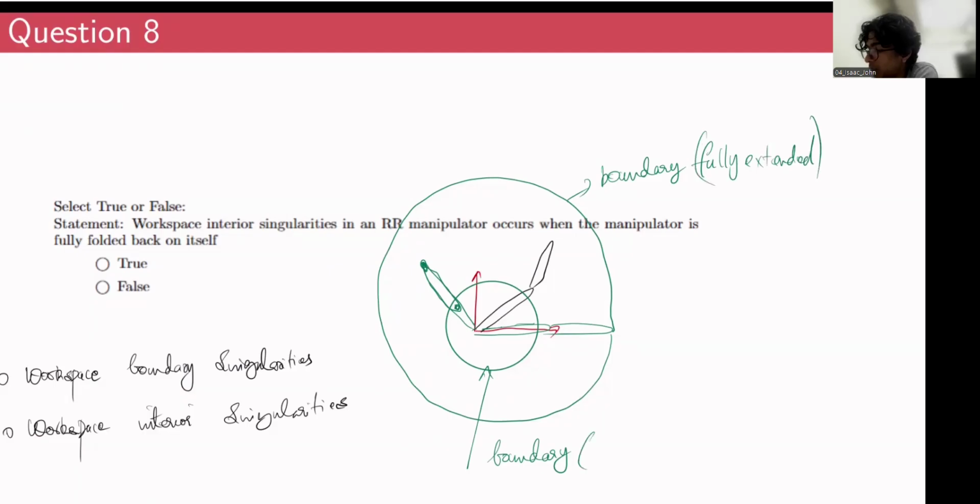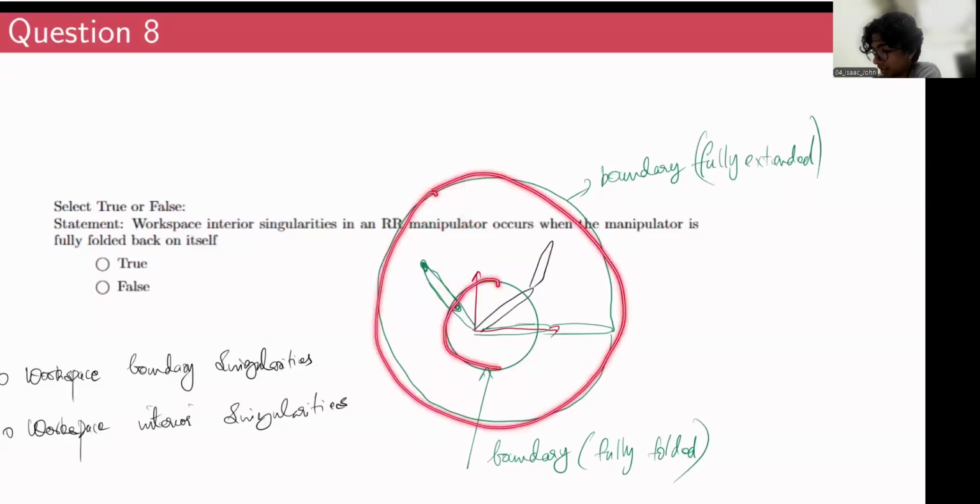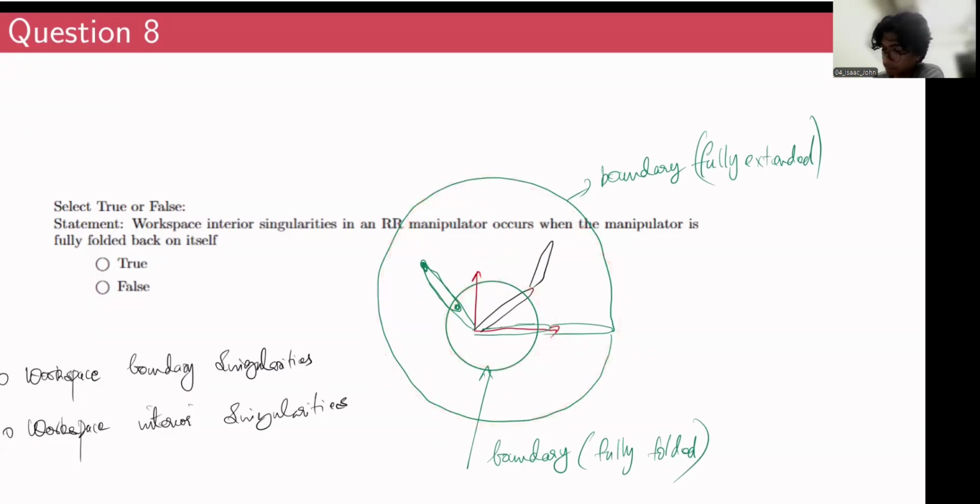And this is when the robot is fully folded. I hope that is clear. Yes, yes. Right? So anything in between, the robot's workspace is only this region, between these two boundaries. So this region is considered as a boundary. This region is also considered as a boundary.